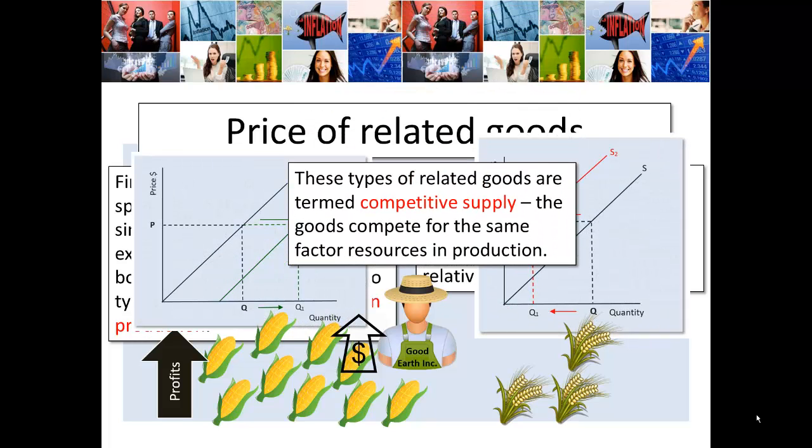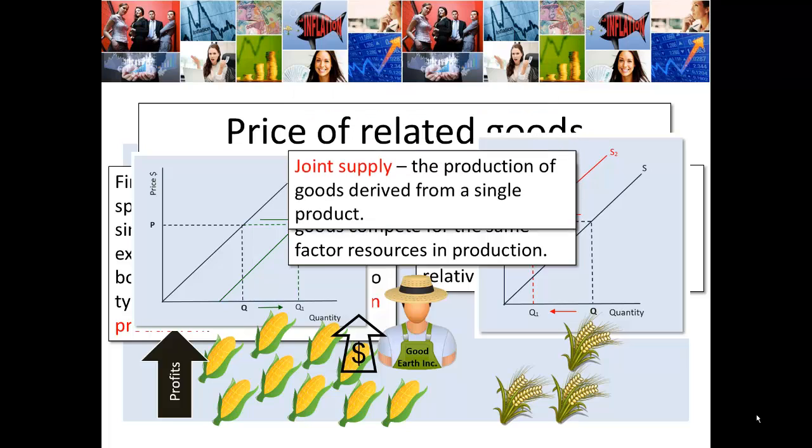So these types of goods are termed competitive supply. The goods compete for the same factor resources being used in production. Now, for wheat, the supply is going to decrease. The supply curve will shift left. For corn, the supply will increase. The supply curve will shift right.